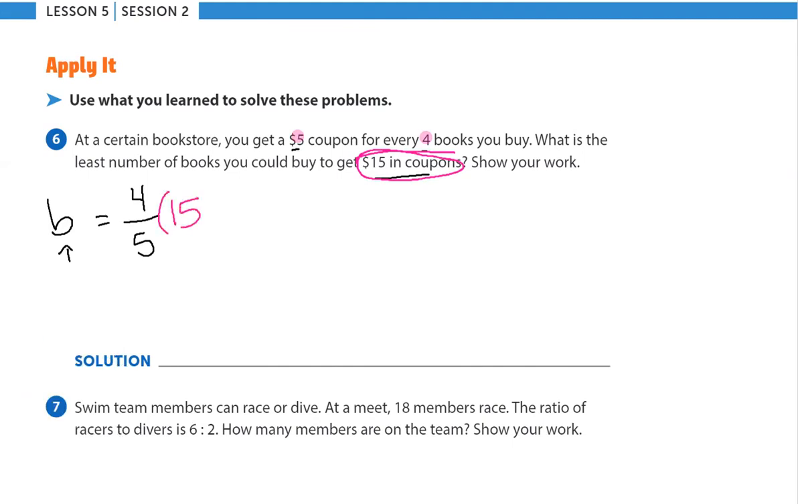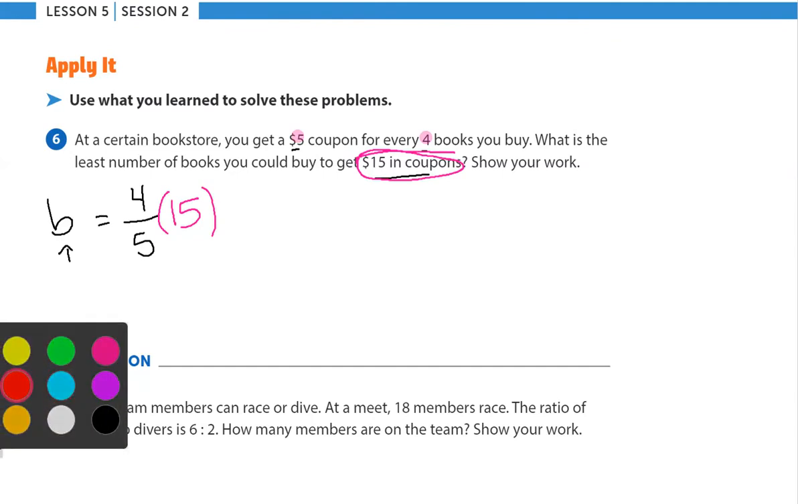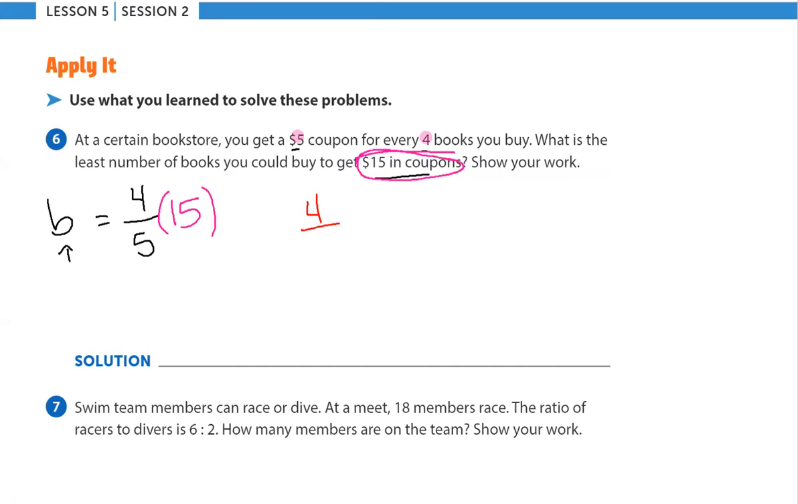I'm going to put parentheses around that to keep it tidy. But remember, when two numbers are touching through parentheses, that just means multiply. So we're going to multiply 15 by 4/5. So 4/5 times 15. Put a 1 under that 15 if that helps you. Not really necessary, but you can.